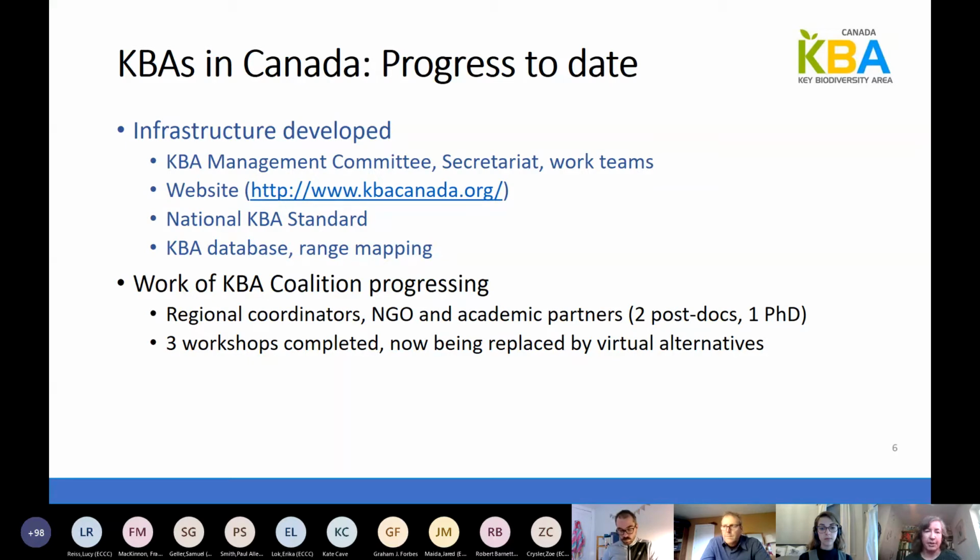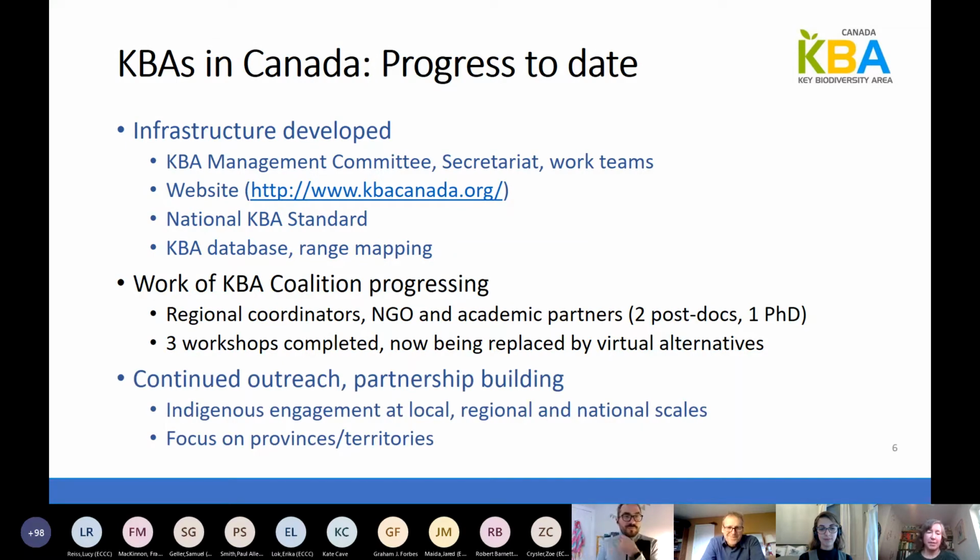We are also partnering with lots of academic institutions. There are a number of postdocs and PhD students involved in this work on different aspects of it. We had completed 3 workshops towards the beginning of the year. As with most of you, a lot of that work is on hold. We're trying to develop virtual alternatives, which are a sorry alternative, but at least we're flying less. We are continuing with outreach and partnership building.